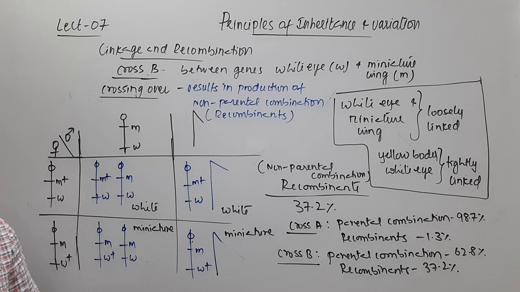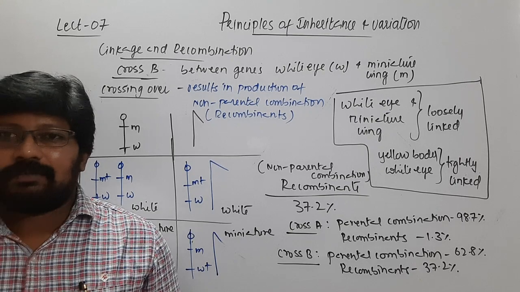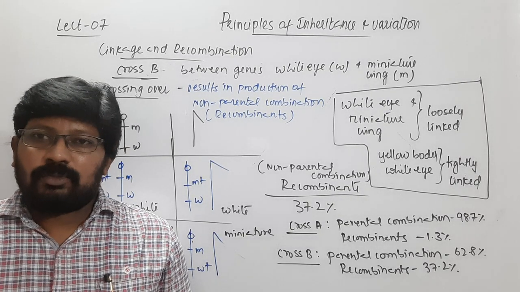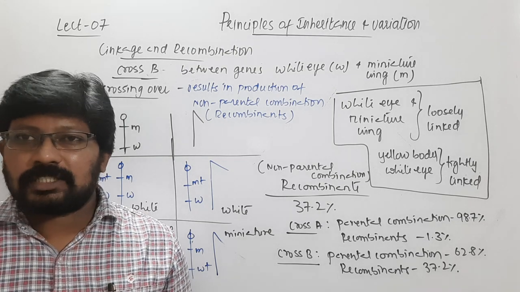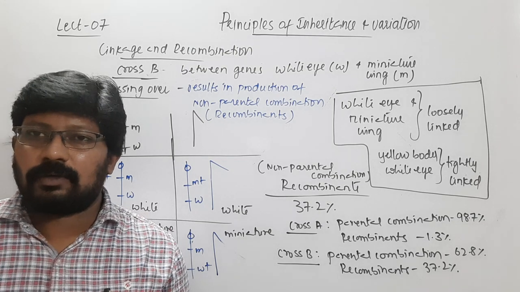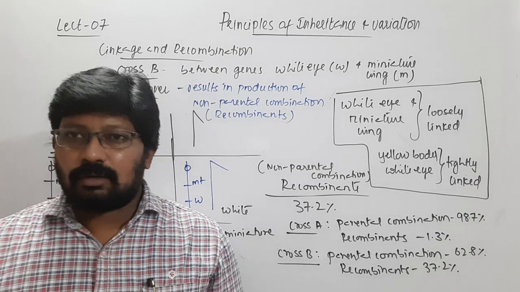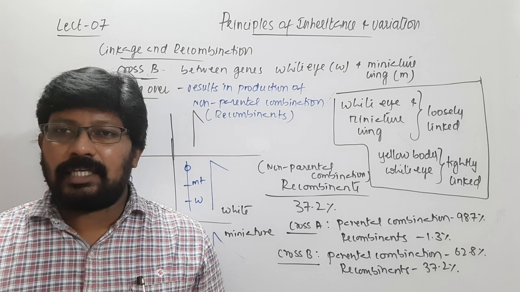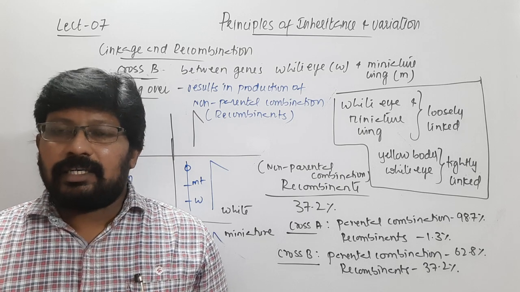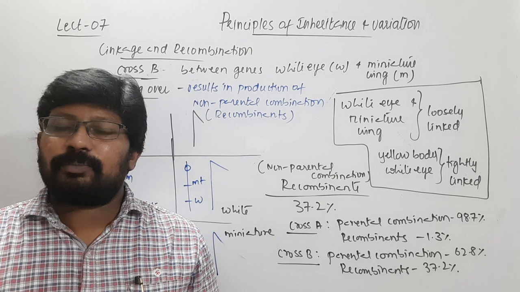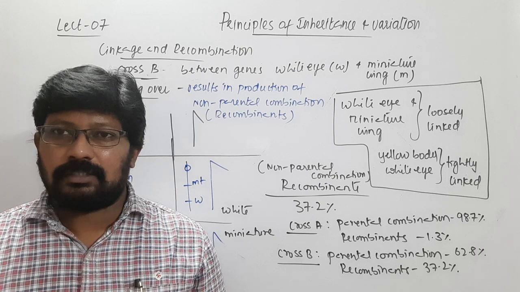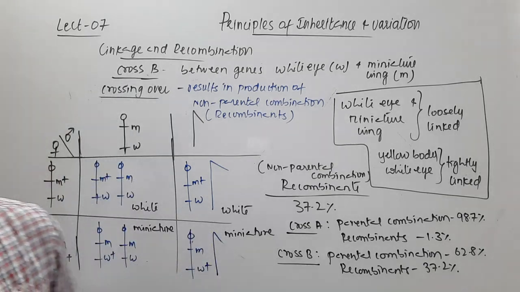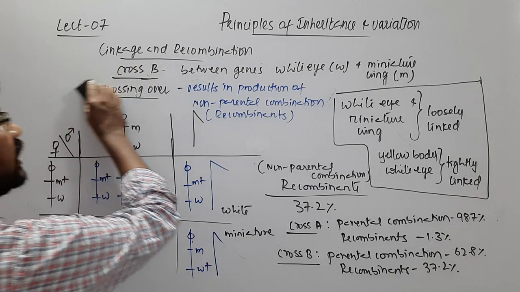So what we understand here finally is that genes present on a chromosome very close to each other escape crossing over and tend to be inherited together. In that case there will be more production of parental combinations, and if they undergo crossing over, then it results in more recombinants.